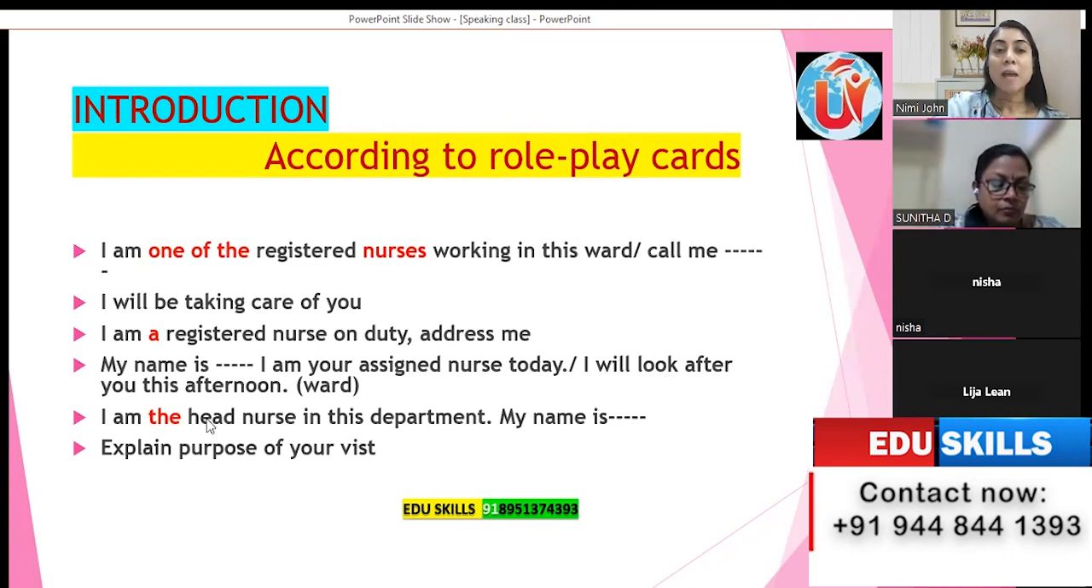Then the next one is I am the head nurse in this department. Here it changes, because as we know, in one department there is one head nurse. So we should say, I am the head nurse in this department. My name is. Then explain the purpose of your visit, why you visit the patient. It will also be mentioned on the role play, maybe a routine checkup or routine visit, or you have to explain about the surgery or whatever it is. You can explain to the patient why you are there.